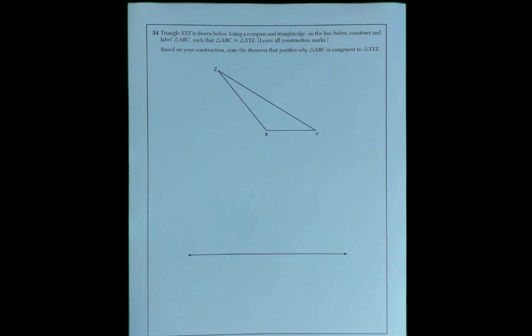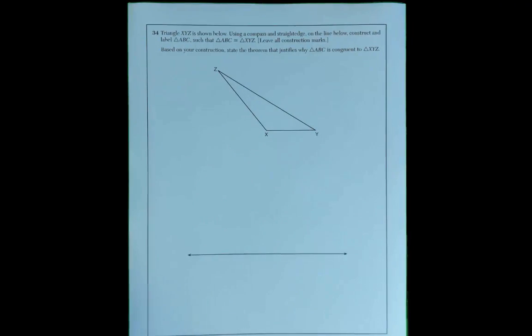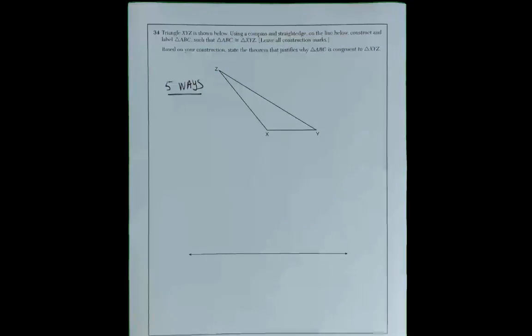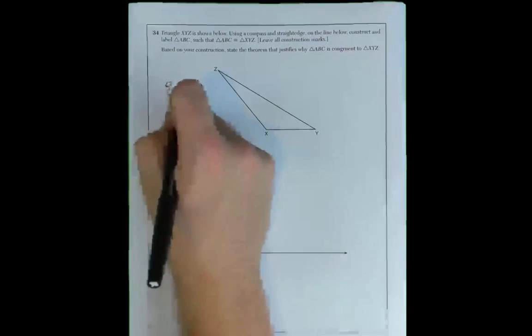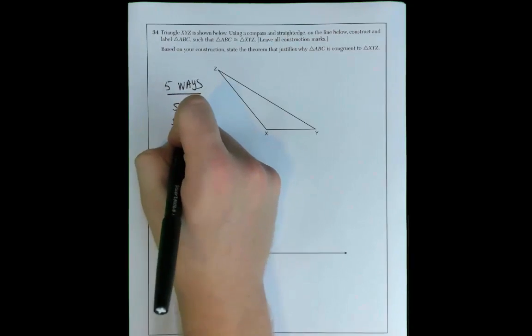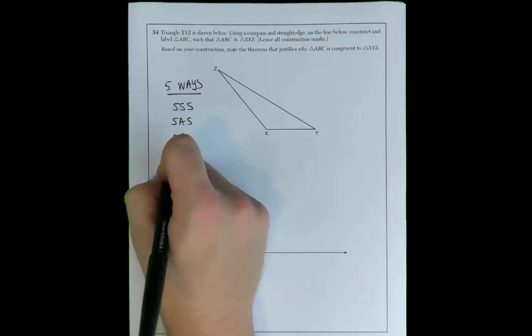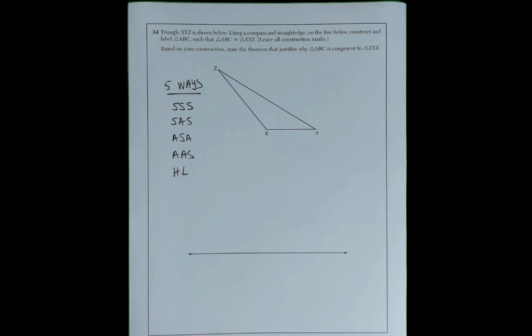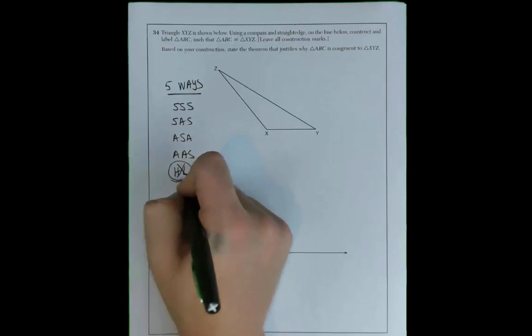So the first thing that we have to understand is, what are we doing here? We're trying to copy this triangle from here to here. Now remember that these two triangles have to be congruent. Now there are 5 ways to prove triangles congruent: side, side, side; side, angle, side; angle, side, angle; angle, angle, side; and hypotenuse leg. Unfortunately, we can't be using hypotenuse leg in this case because it never says that triangle XYZ is a right triangle, so we cannot assume that.